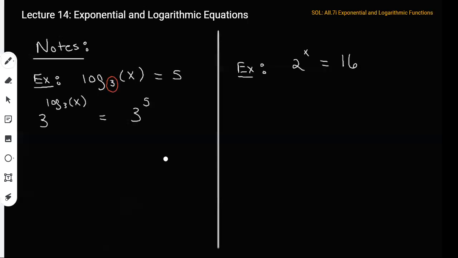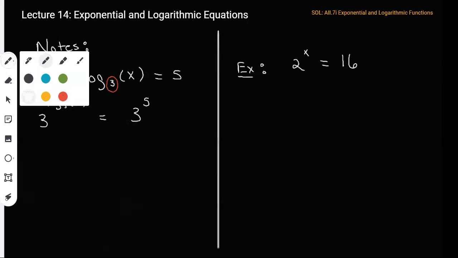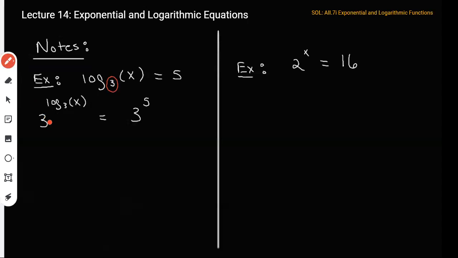Okay. So now what happens on the left side? They cancel out, right? So I'm going to switch over to red. And these two bases right here, the 3 and the 3, they're going to get canceled out. So when I cancel those out, what am I left with? I'm only left with what's inside parentheses, the x. So I bring that down to my final answer.